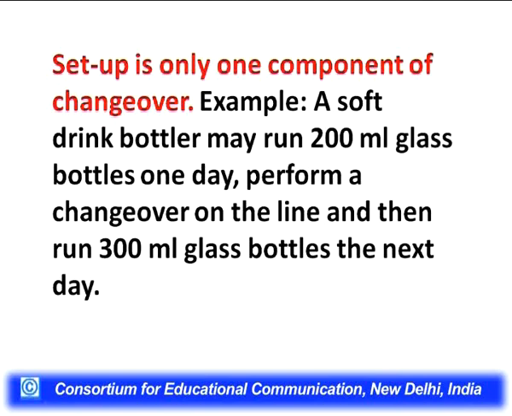For example, a soft drink bottler may run 200 ml glass bottles one day, and the next day he wants to run 300 ml glass bottles. Going from 200 ml to 300 ml, he wants some changes to be made in the process. For making the changes, he will have to stop the machine, make the changes, and then start the production. And this is the changeover time. When we stop the production of one product and start the quality production of the second product, the time in between when the machine is sitting idle is the changeover time.